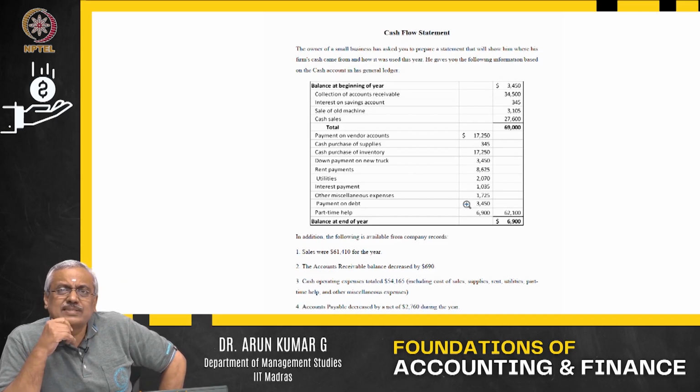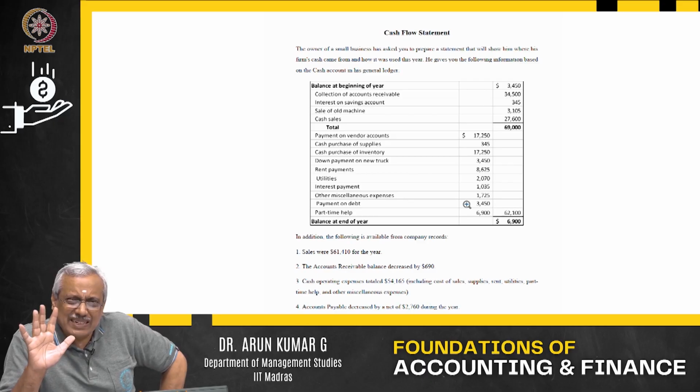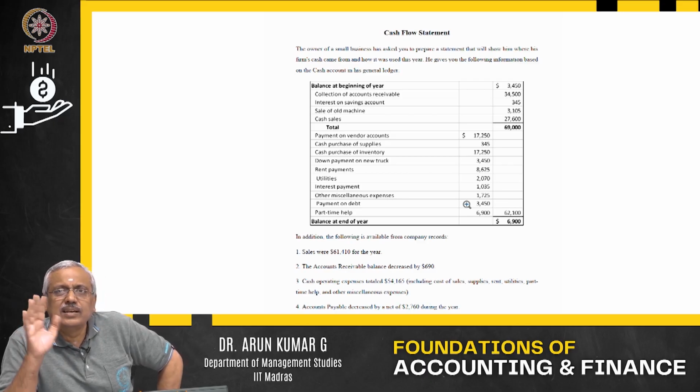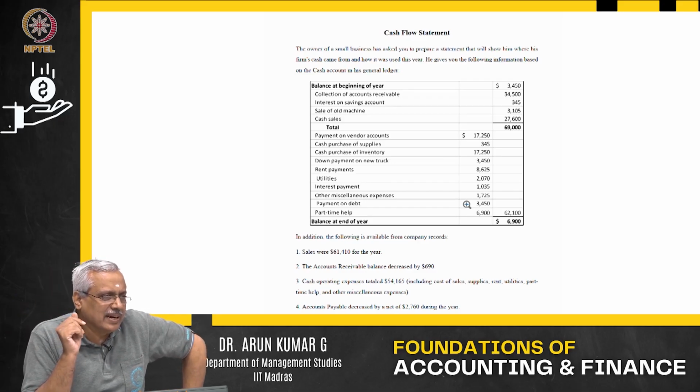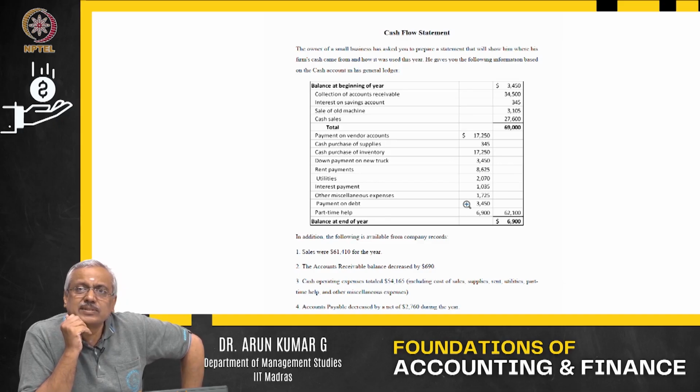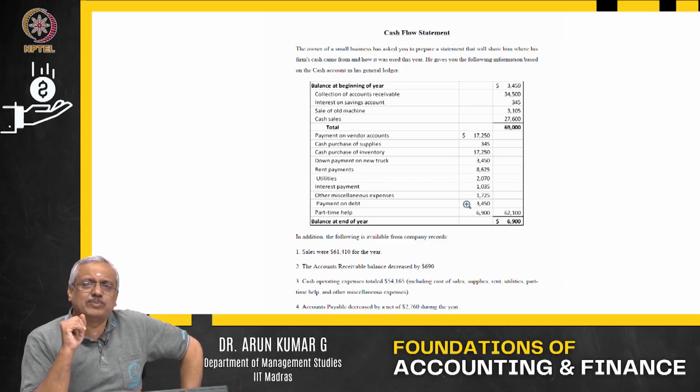You can see the problem on the screen. It is a simple, straight direct method. You don't have balance sheets; he has given all the cash balances, so we are doing a simple direct method. With this we will finish the cash flow statement.